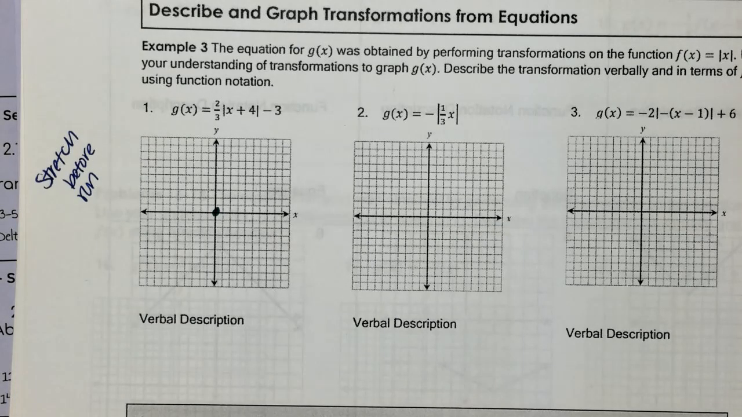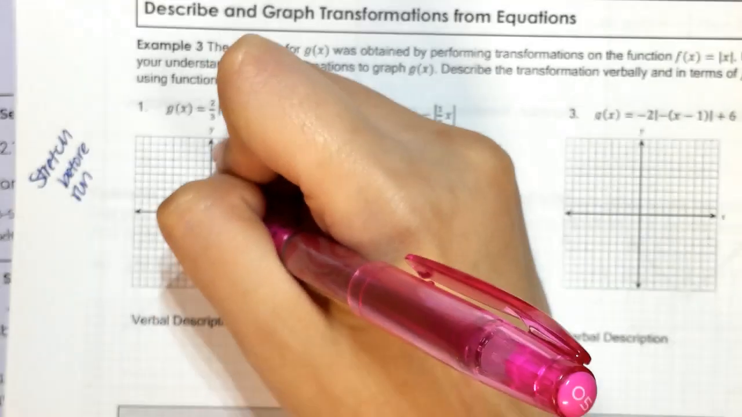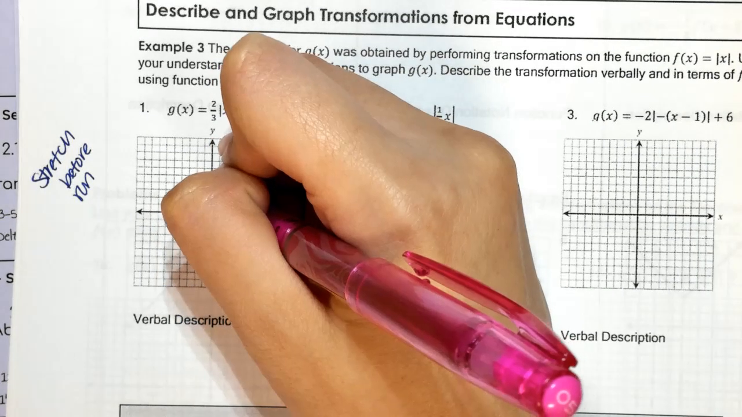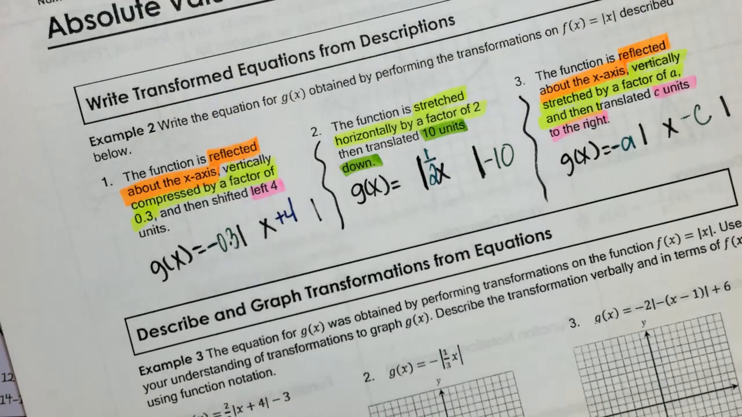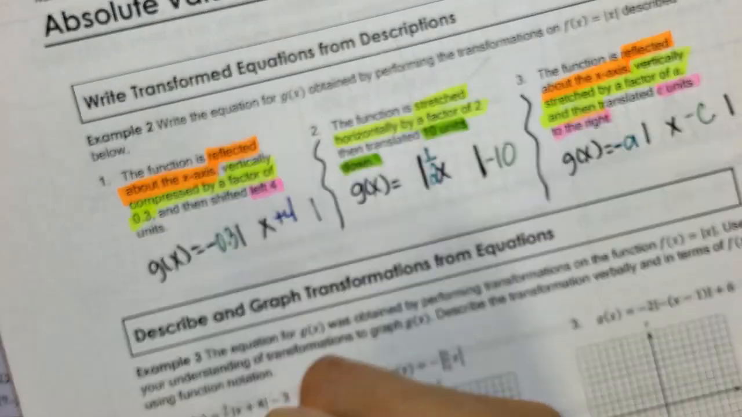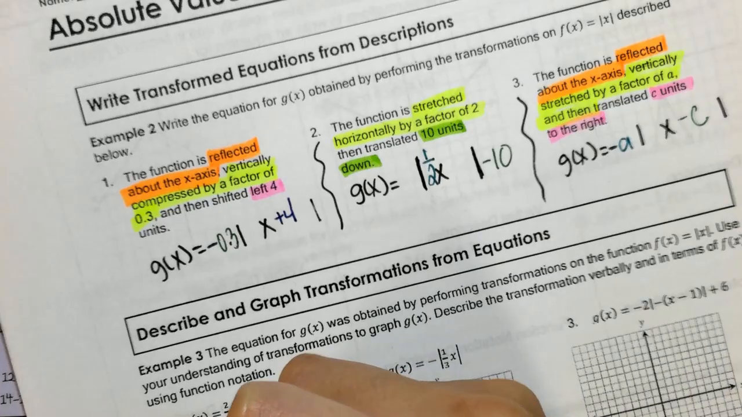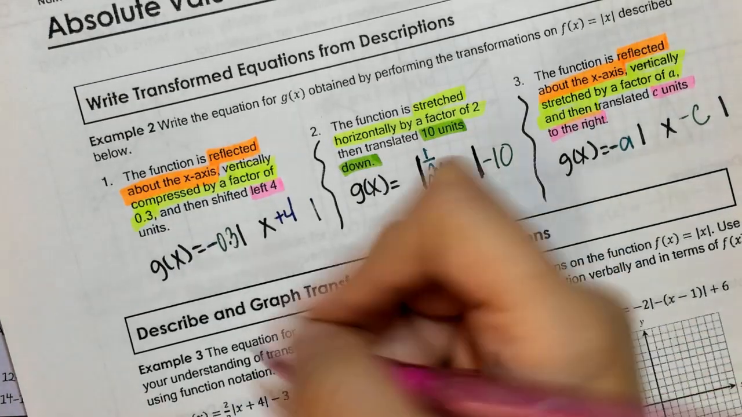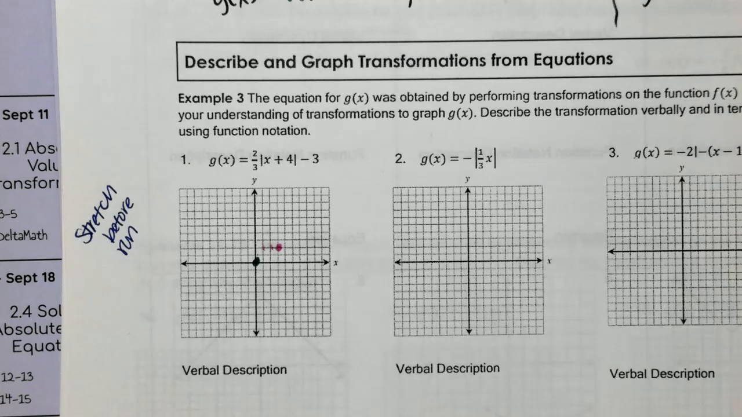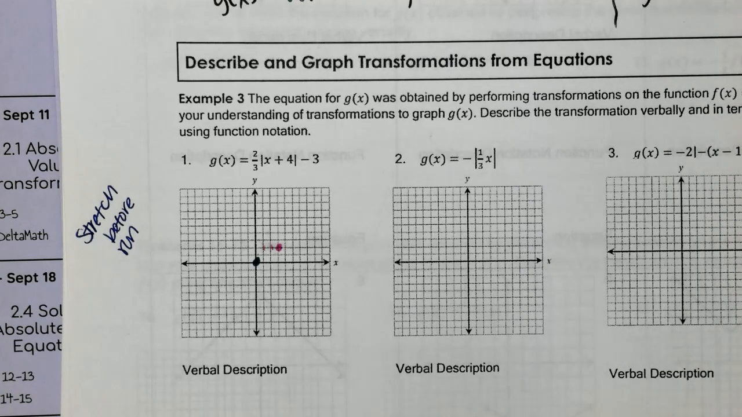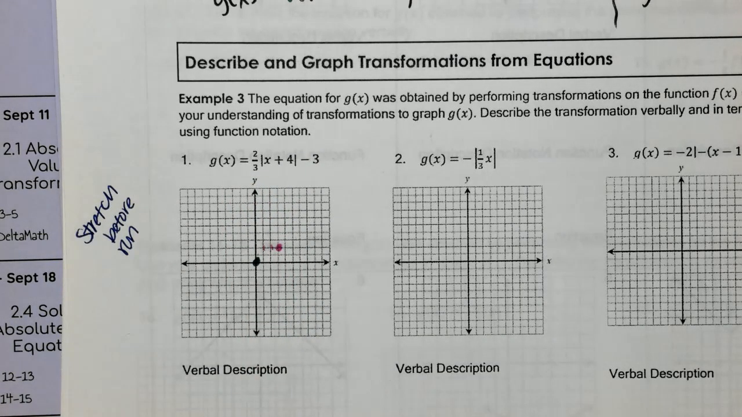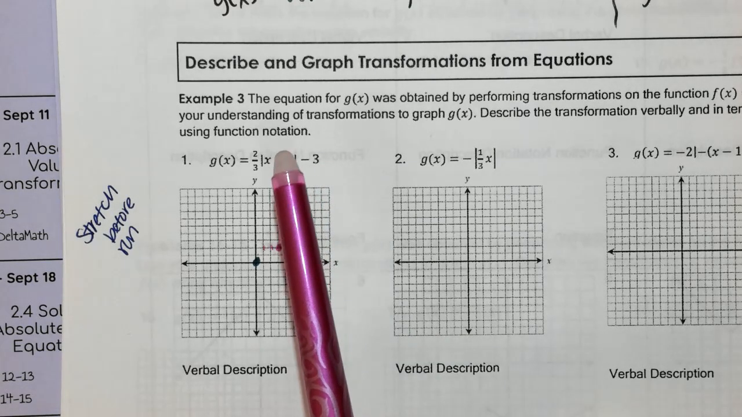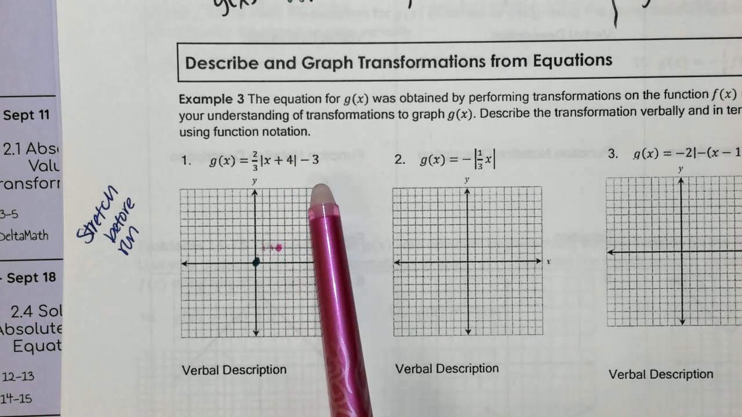So we see that I have 2/3. So that means my point has to go up 2 over 3. 1, 2, 3. One, two, right here. So generally here. Now, I'm not going to leave this point here because that is what's going to happen with my vertical compression. But then I have to go left 4, down 3.